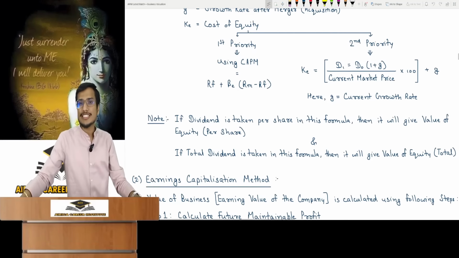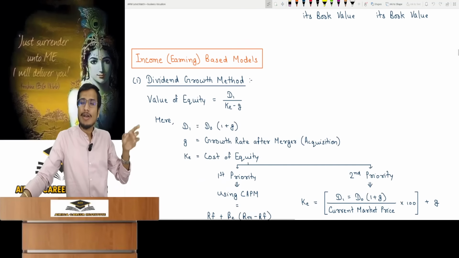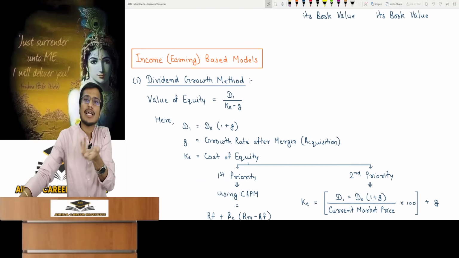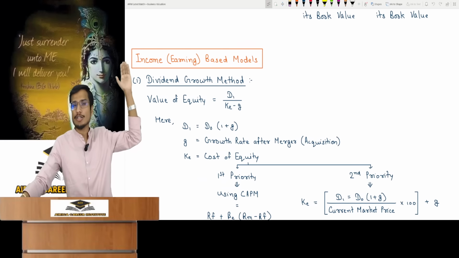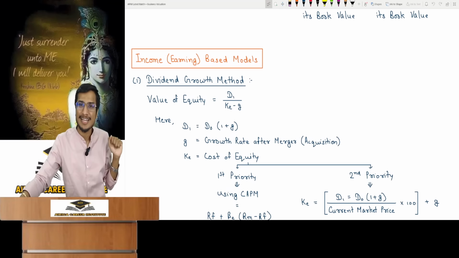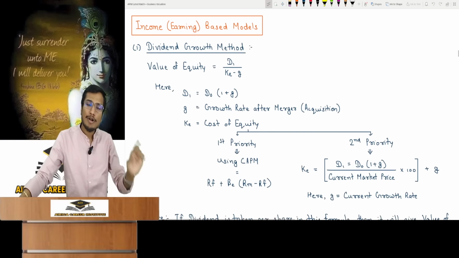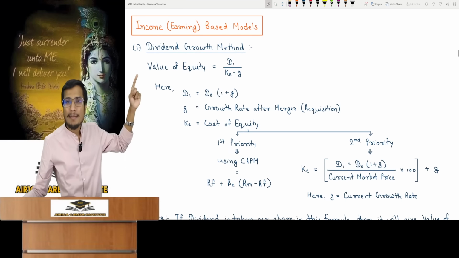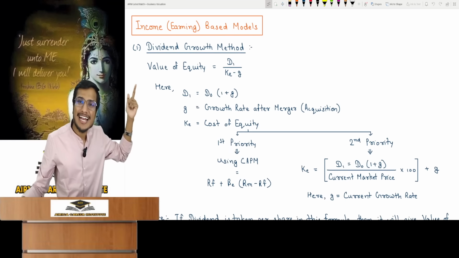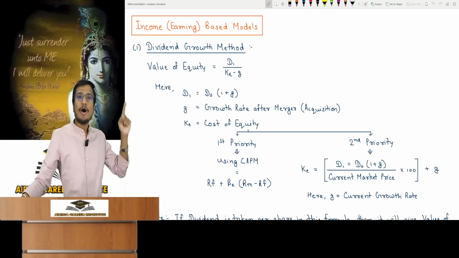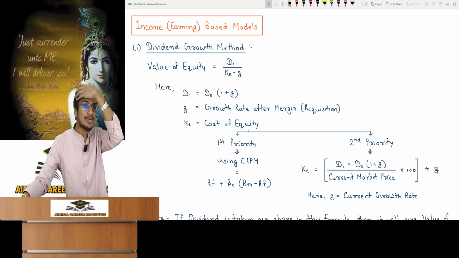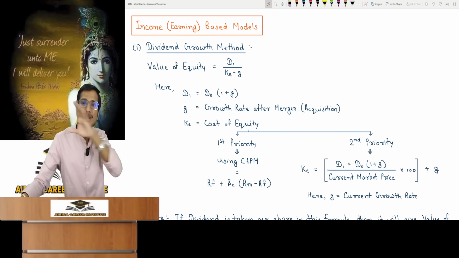Now look, there's one more point here. This formula calculates equity value using equity holders' earnings as dividends. Then to find the firm's value, apply this equity value to the basic equation. There's no problem. This formula is special. In this formula, if you take D1 as per share, you will directly get the value of equity per share. And if in this formula you take the total D1, then you will get the total value of equity.